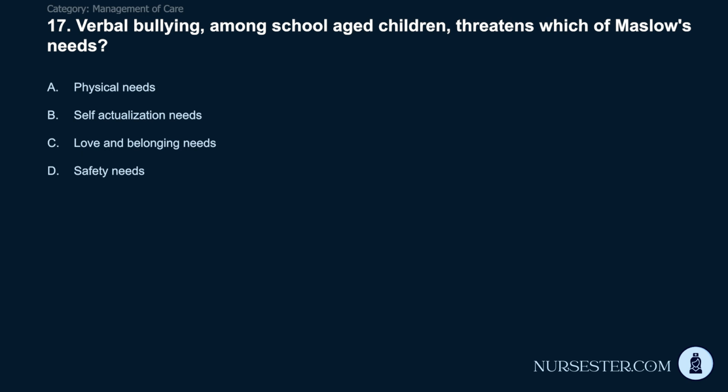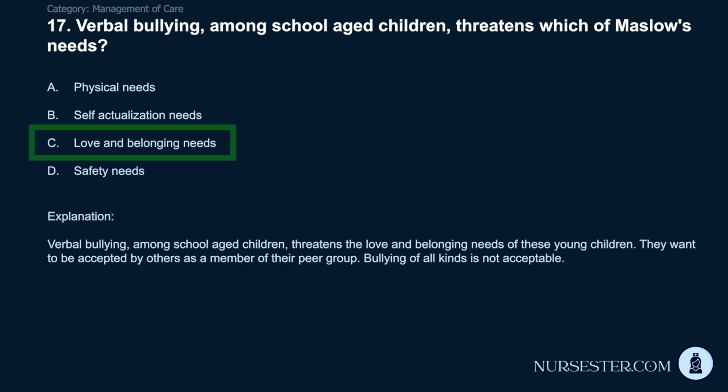17. Verbal bullying among school-aged children threatens which of Maslow's needs? A. Physical needs. B. Self-actualization needs. C. Love and belonging needs. D. Safety needs. Correct answer: C. Love and belonging needs. Verbal bullying among school-aged children threatens the love and belonging needs of these young children. They want to be accepted by others as a member of their peer group. Bullying of all kinds is not acceptable.